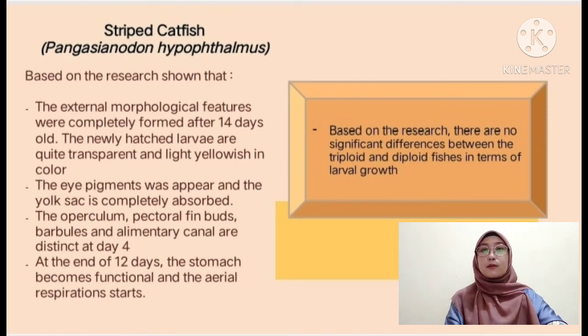Second species is striped catfish. The external morphological features were completely formed after 14 days old. The newly hatched larvae are quite transparent and light yellowish in color. The eye pigments appeared and the yolk sac is completely absorbed. The operculum, pectoral fin buds, bubble, and alimentary canal are distinct at day 4. At the end of 12th day, the stomach becomes functional and the aerial respiration starts. Based on the research, there are no significant differences between the triploid and diploid fishes in terms of larval growth.